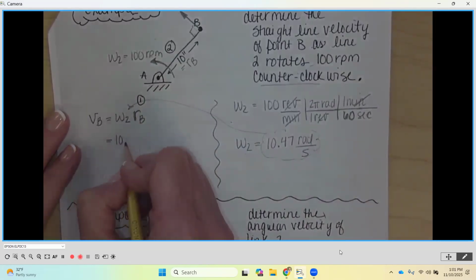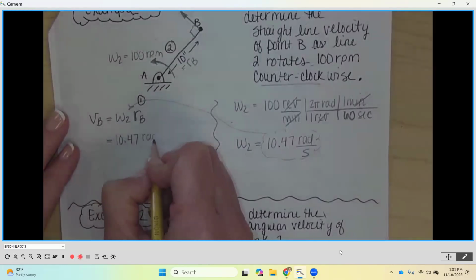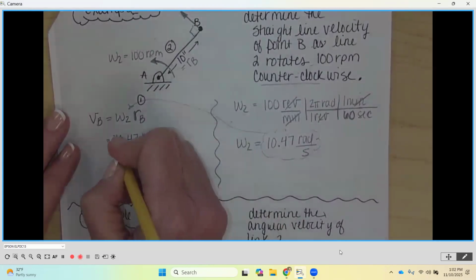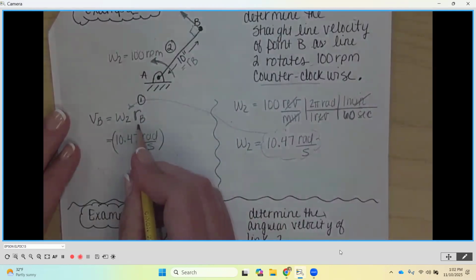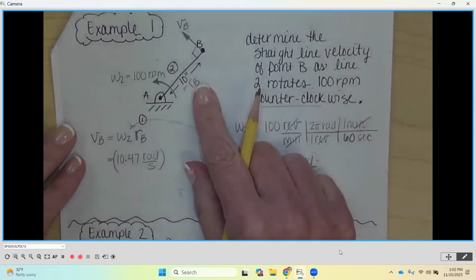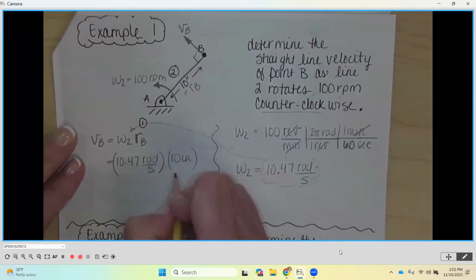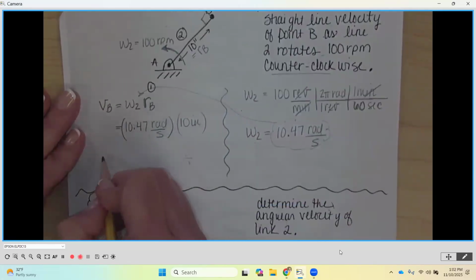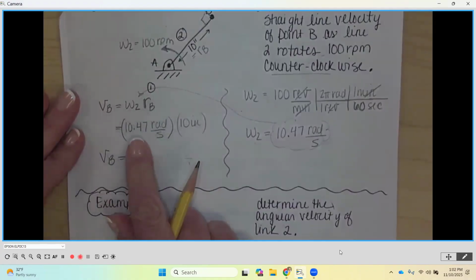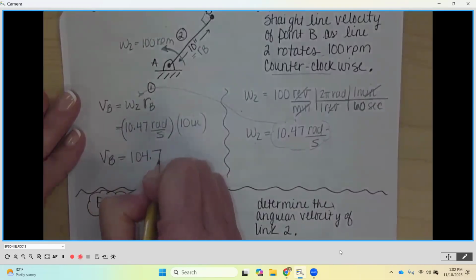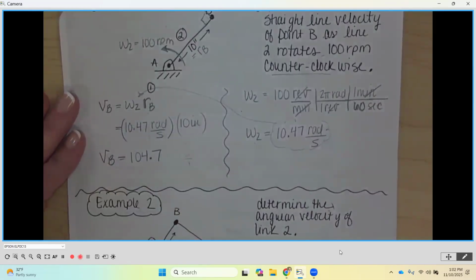So now we're going to say, okay, 10.47 radians per second, and put the units top bottom inside of this equation. Do not do a slash. Don't do radians slash seconds. Okay. And then I'm going to multiply by my RB. I know that my radius out to B, the distance from the center of rotation to point B, is 10 inches. Okay. So my velocity at B, if I take 10.47 times 10, that's going to be 104.7, right? Is my number.